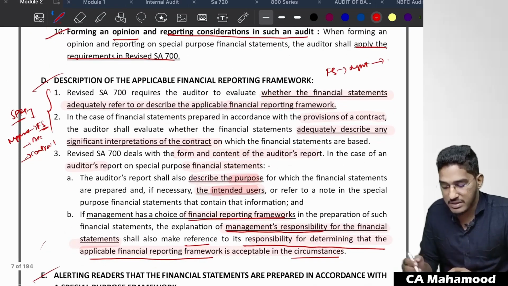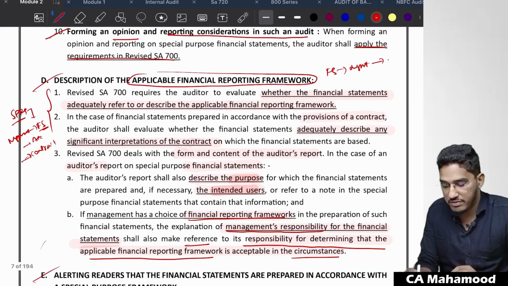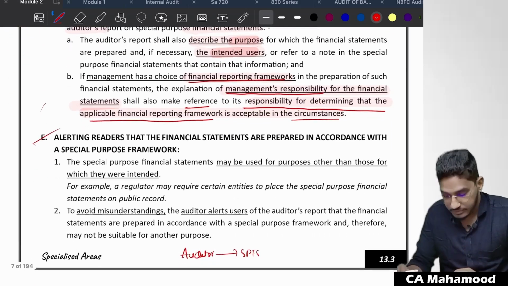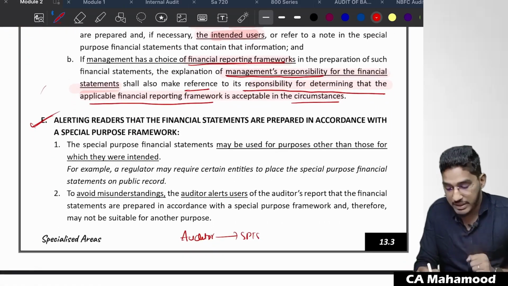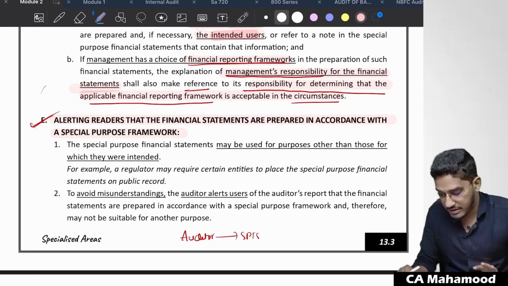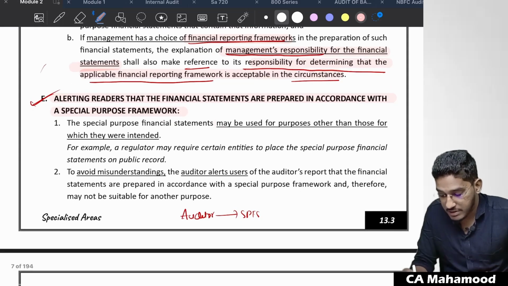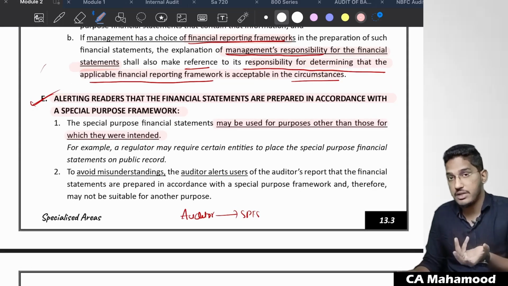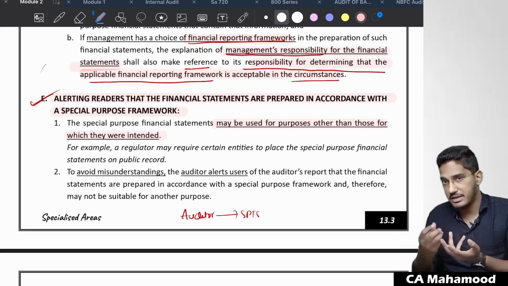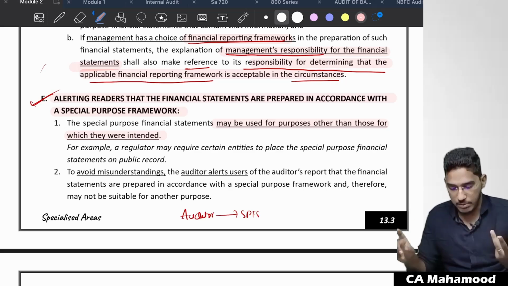So like this, you have to add some description about the applicable financial reporting framework, in the financial statements also, and in your auditor's report also. Next, E point is also a repeated point: alerting the readers that the financial statements are prepared in accordance with a special purpose framework. Same points they say here. The special purpose financial statements may be used for purposes other than for which they are intended. Sometimes the financial statements and audit report might fall in the hands of other than intended users, and they might use it for their decision making purposes, which is not appropriate.